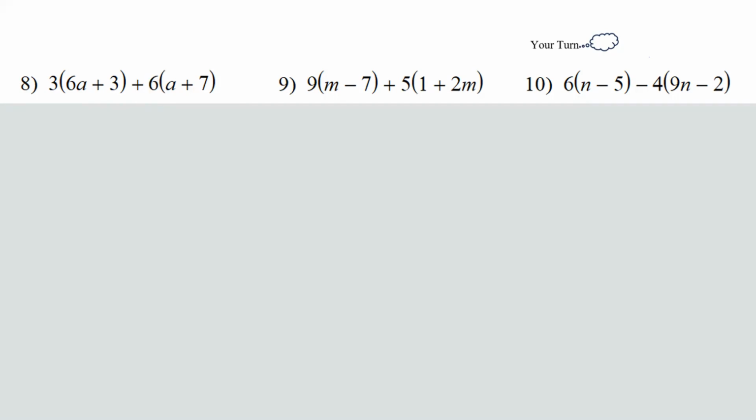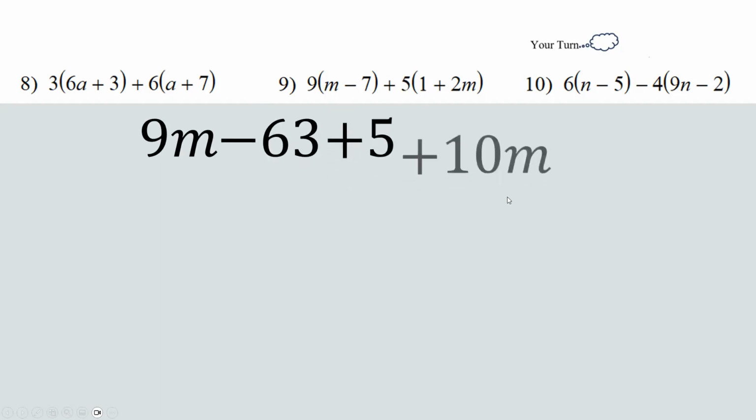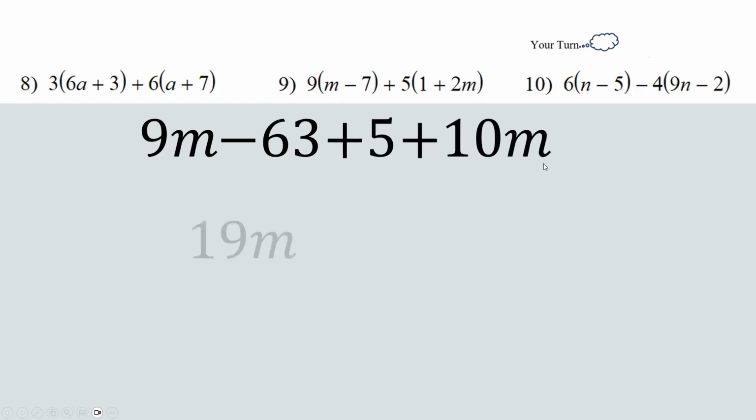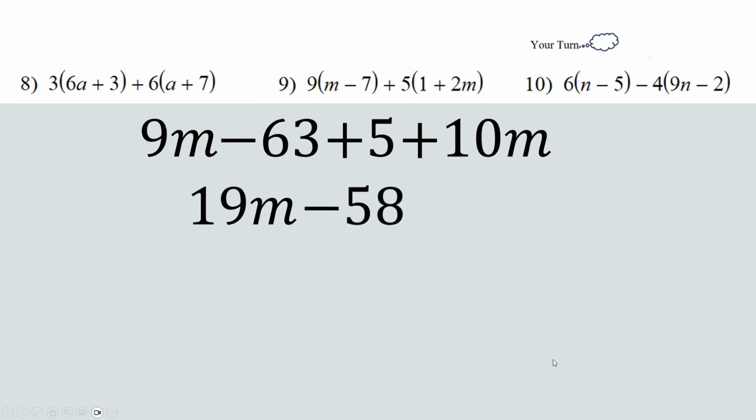Okay, next move. Pause the video if you need to. 9 times n is 9m. 9 times -7 is -63. 5 times 1 is 5. 5 times 2 is 10m. Combining like terms, 9m plus 10m gets you 19m. -63 plus 5 gets you a -58. Woo! Pause the video and go do number 10. Last one of the day.